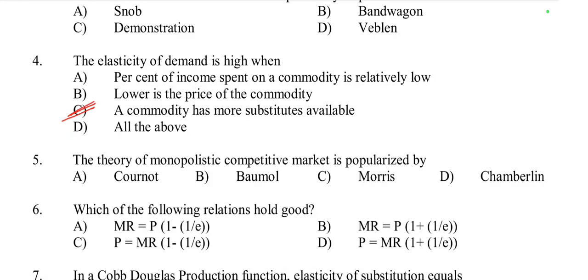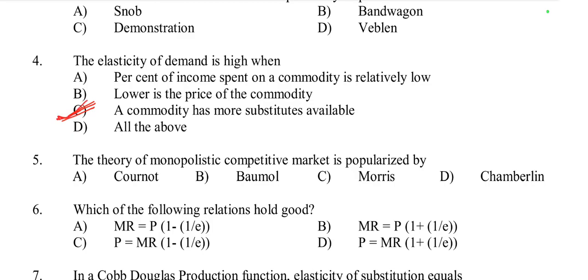When a commodity has more substitutes available, substitute goods like tea and coffee are substitute goods. So the elasticity of demand is higher when consumers can easily switch to other goods in response to a price change. So when more substitutes are available, the demand for the product becomes more sensitive to price changes, leading to higher price elasticity.